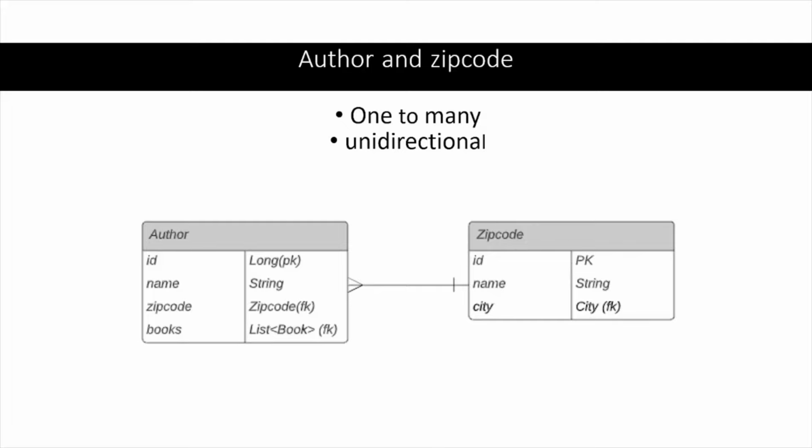The author and zip code entities will have a one-to-many relationship. This means that an author can only have one zip code, while a zip code can have multiple authors. This relationship is also unidirectional. This means that the author entity has a reference to the zip code entity, but zip code does not have a reference to the author entity.